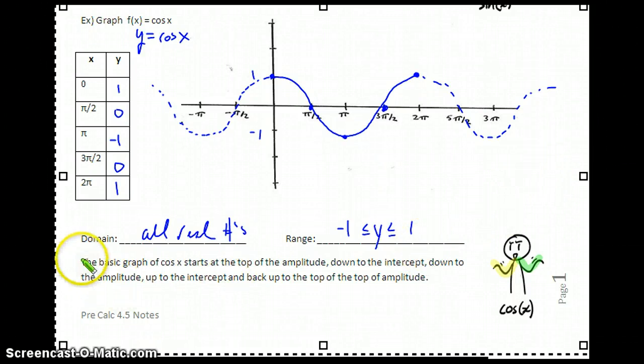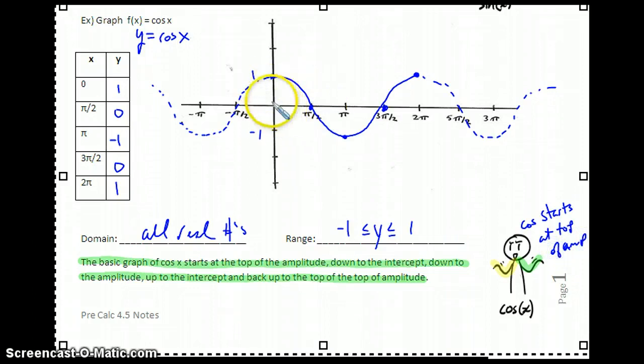Again, the key concept to understand here is the basic shape of the cosine graph, which I'm highlighting here for you. Cosine starts at the top of the amplitude, and that's different. Cosine starts at the top of the amplitude. So in this case, our amplitude was 1. We went up to 1. We started at the top and we went down to the intercept, down to the bottom of the amplitude, back up to the intercept, and then back up to the top of the amplitude. And that's going to be the pattern.